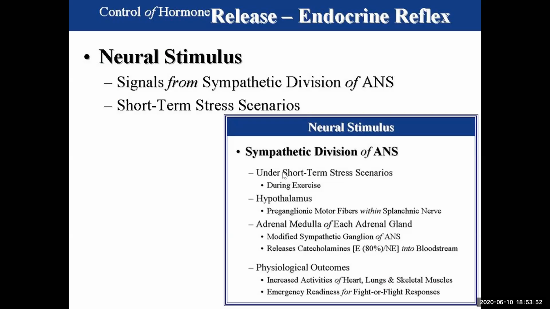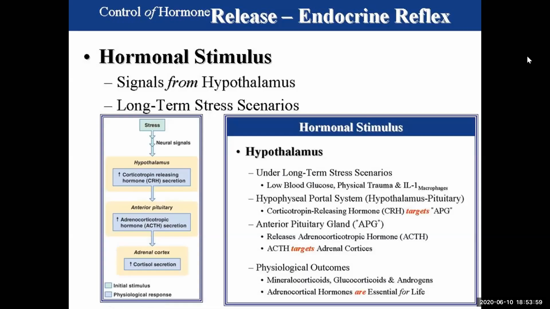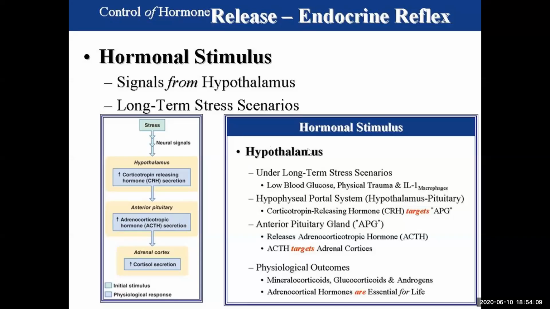If we have short-term stress, we also have long-term stress. Long-term stress falls under another type of endocrine reflex, which we call hormonal stimulus. This is under the hypothalamus, long-term stress, through the hypophyseal system. We saw this briefly earlier. The hypothalamus releases CRH, corticotropin releasing hormone, targeting the APG, the anterior pituitary gland. Once the APG receives CRH, the anterior pituitary releases ACTH into the bloodstream.